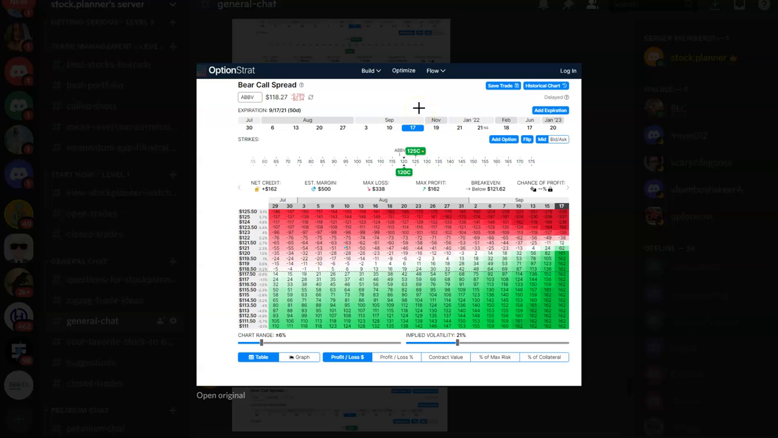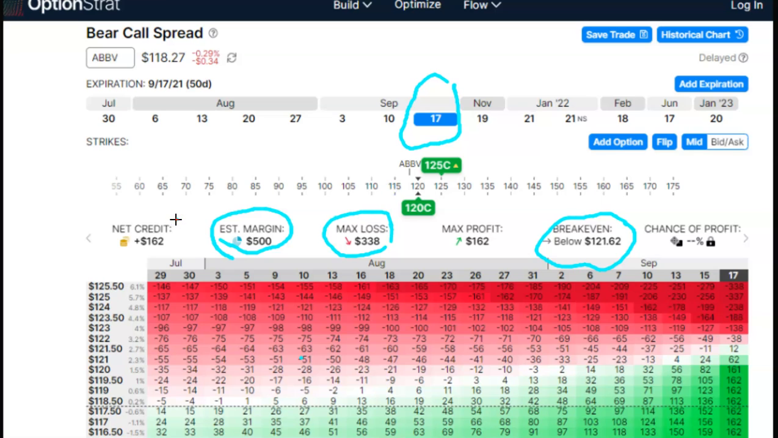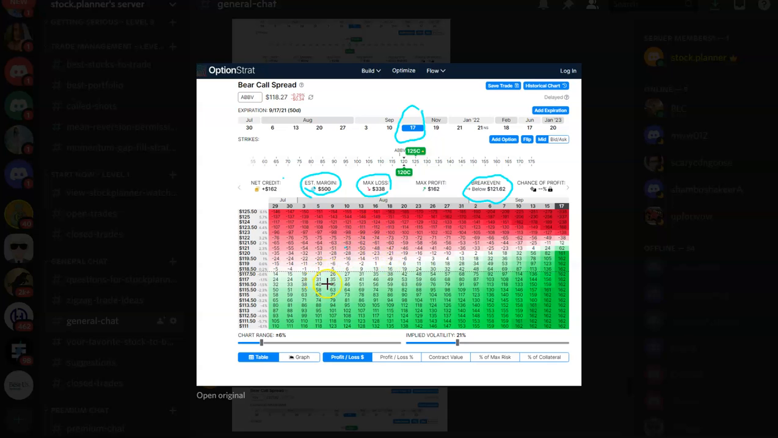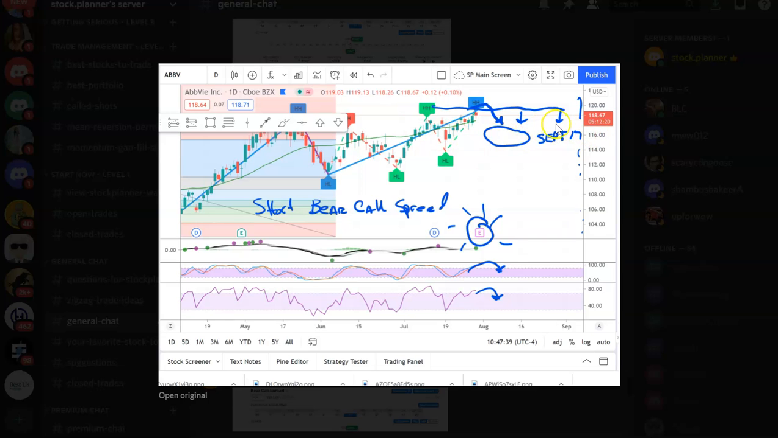And what we're saying is by September 17th, if it stays below 121.62, we're going to win something down in here. I have to put up $500. My max loss is 338, and I'm going to get a credit put in my trading account of 162. And after about 10 days, if it drops down to 115, I can close the trade out for $86 to $100, 150. So if this thing comes down to this level here, I can close it out after 10 days. That's what I'd like to do.